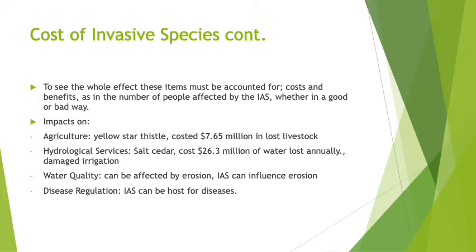Water quality can also be affected by IAS. It can be affected by erosion. IAS can influence erosion through multiple ways. Plant IAS can alter soil properties and root structure of plants. IAS can change the soil stabilization capacity, and vertebrate IAS can eat plant biomass, which can include roots, and which can increase erosion.